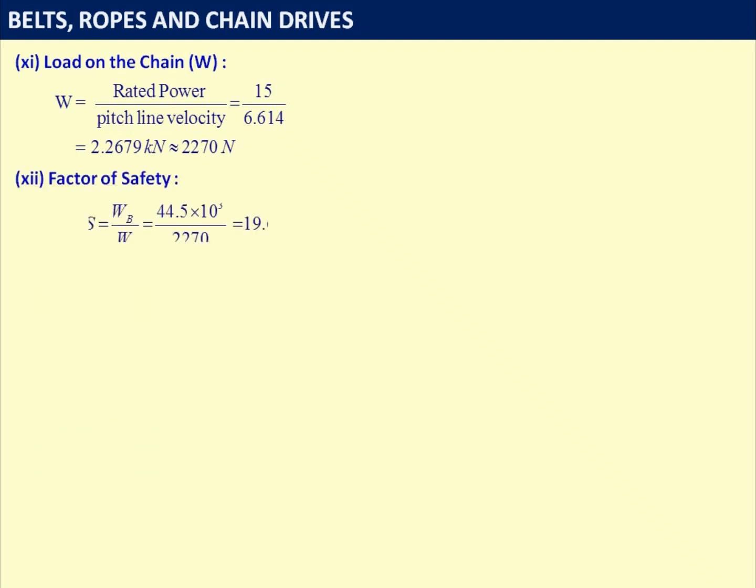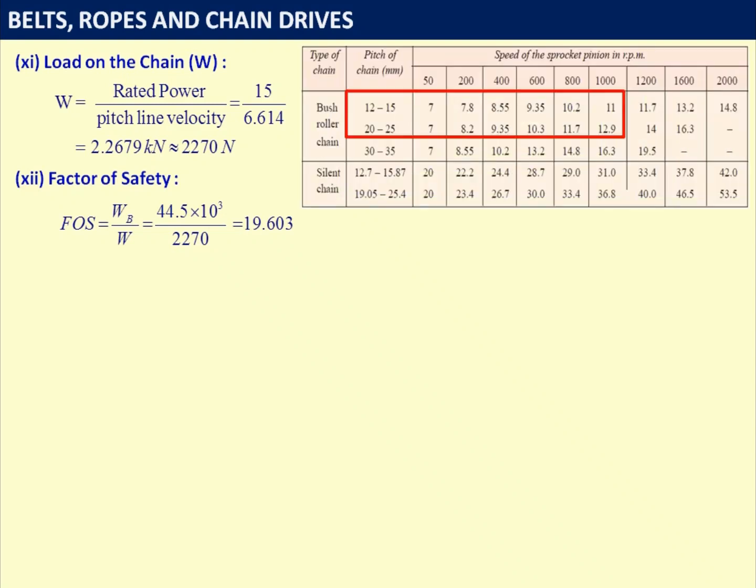Now factor of safety. So factor of safety is calculated as the braking load WB upon the load on the chain, that is W. So substituting the values, we get factor of safety 19.603.